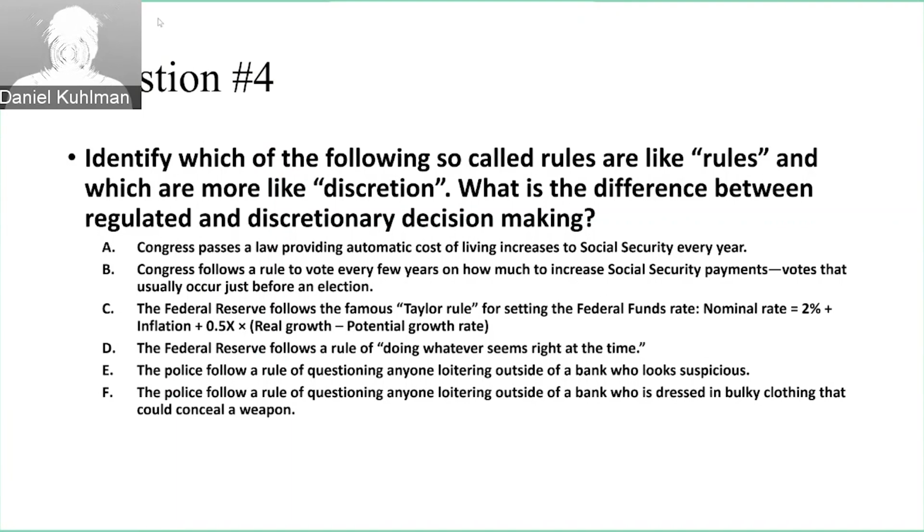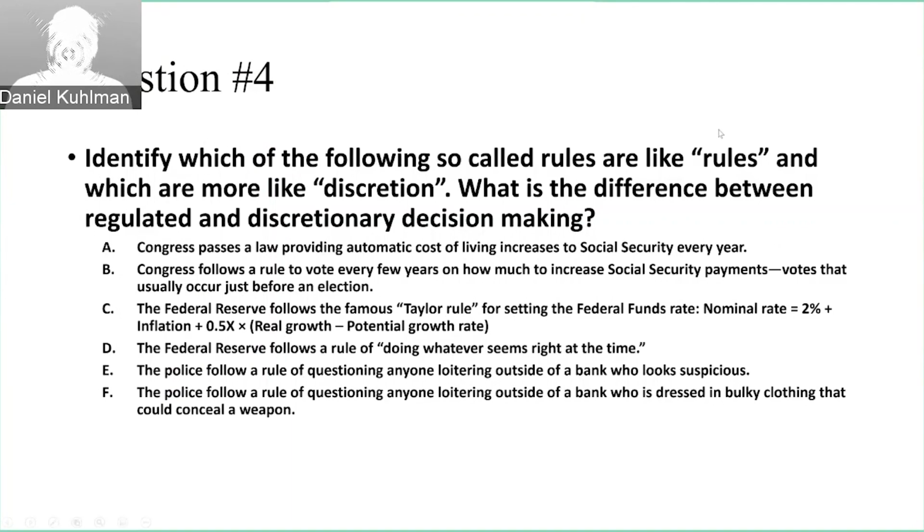The Federal Reserve follows the famous Taylor rule for setting the federal funds rate, which is a specific rule for raising federal funds. The Federal Reserve follows the rule of doing whatever seems right at the time. The police follow a rule of questioning anyone loitering outside of a bank who looks suspicious, and the police follow a rule of questioning anyone loitering outside a bank who is dressed in bulky clothing that could conceal a weapon.